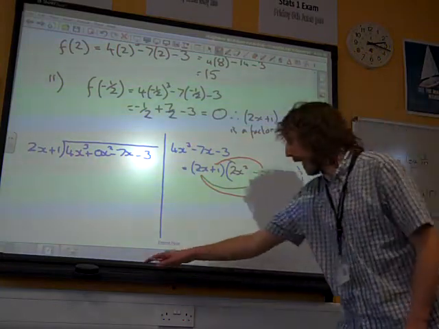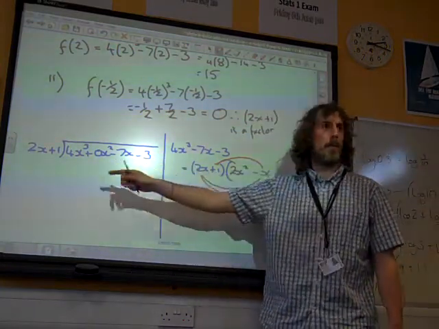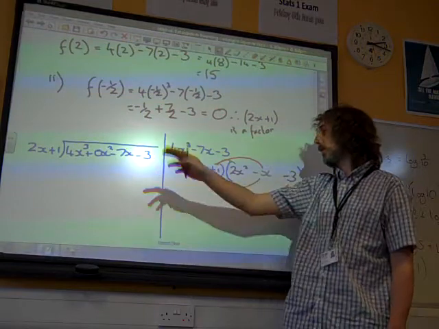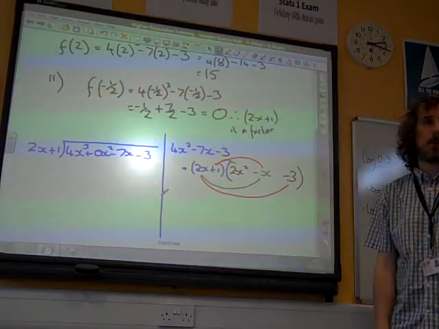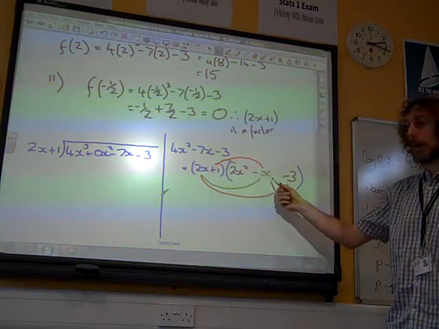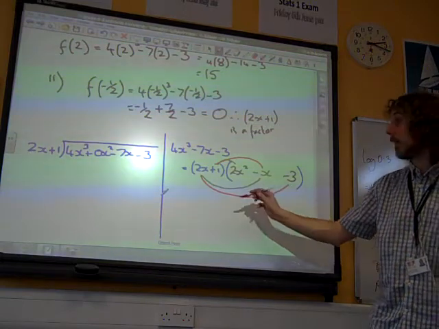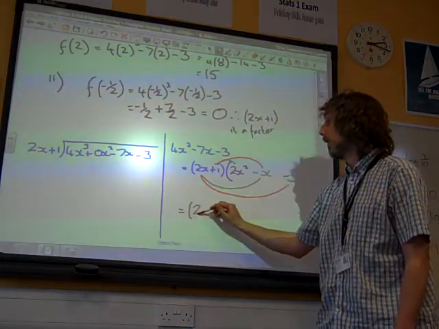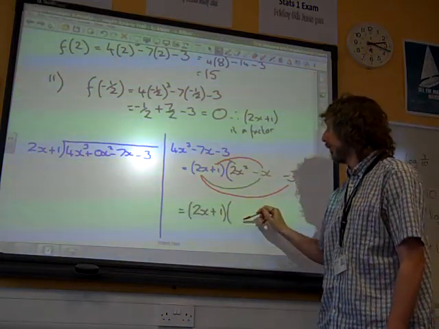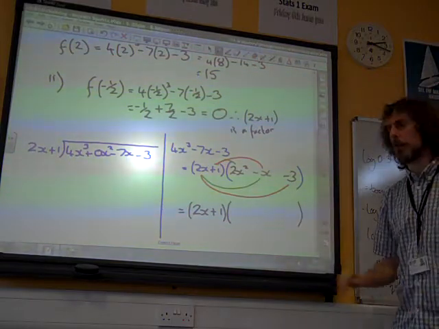So that's what we were supposed to be getting. If you'd done your long division, you would have got a remainder of 0. You would have got 2x squared minus x minus 3 on the top. Now we're going to factorise this if we can. And it's going to give us 2x plus 1 times, well, it does factorise, doesn't it?